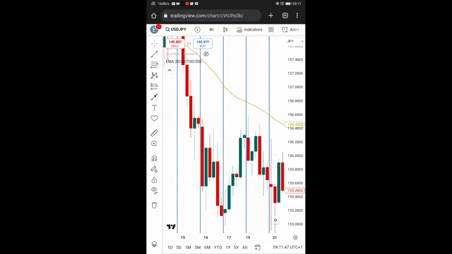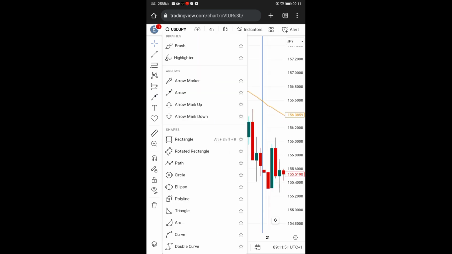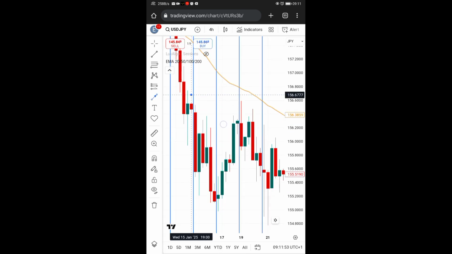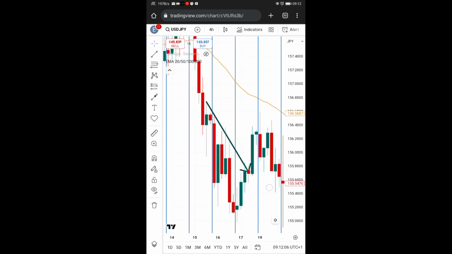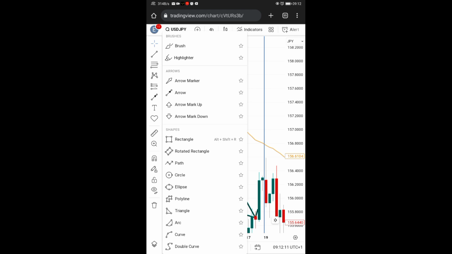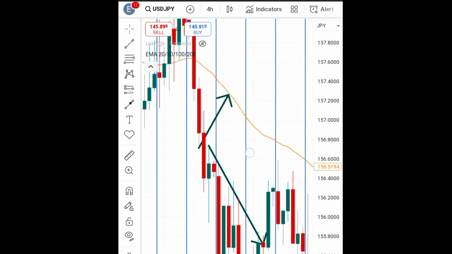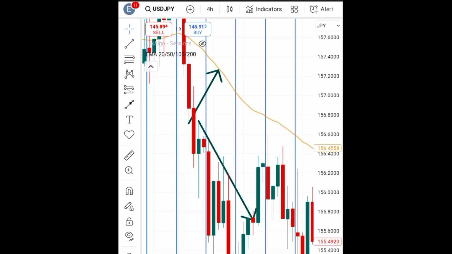So this is my USD JPY H4. Like I said, we can see that this market was trending down. It's bearish to the downside. We can see that this market is trending down, and it is also below this 50 EMA. It's also below this EMA and is trending down. This is to show you that this market is bearish.